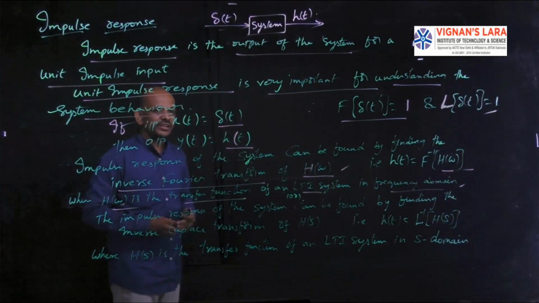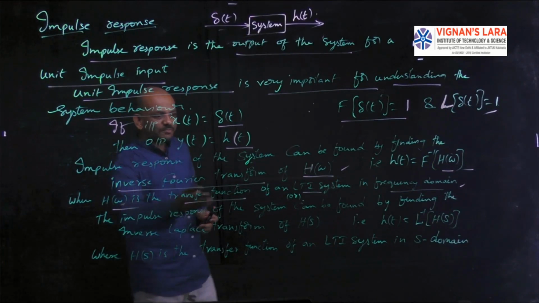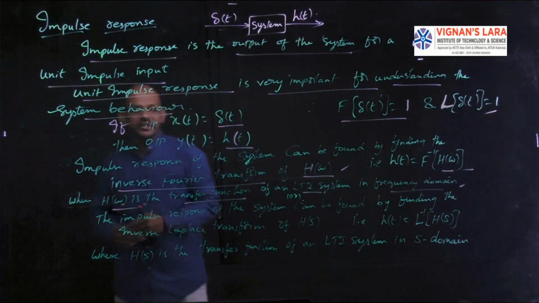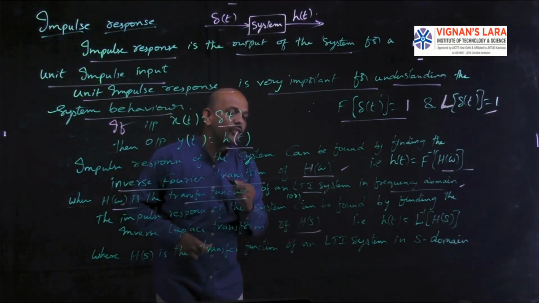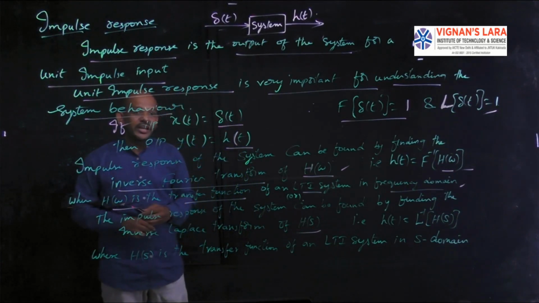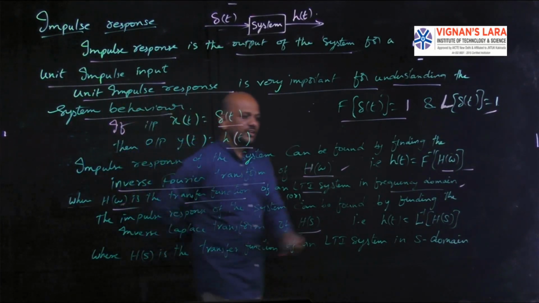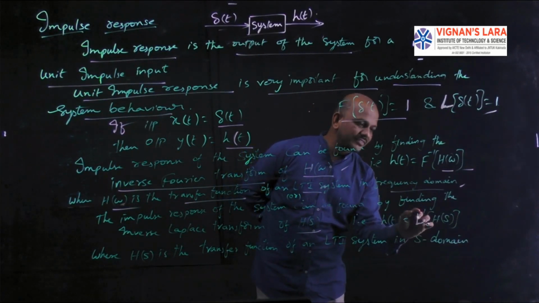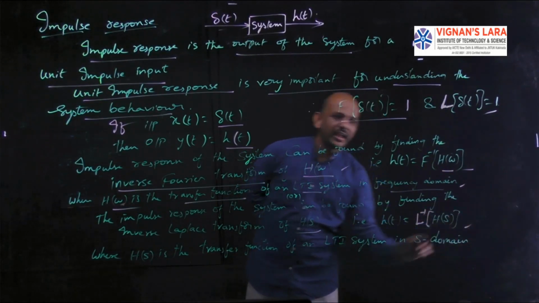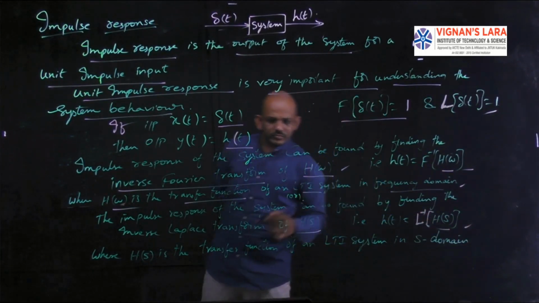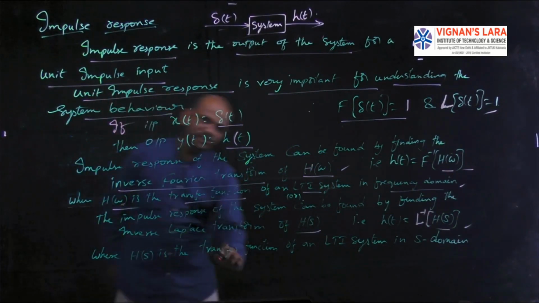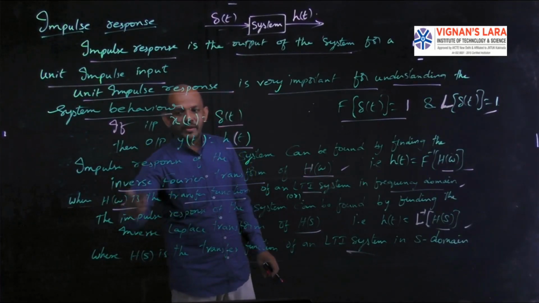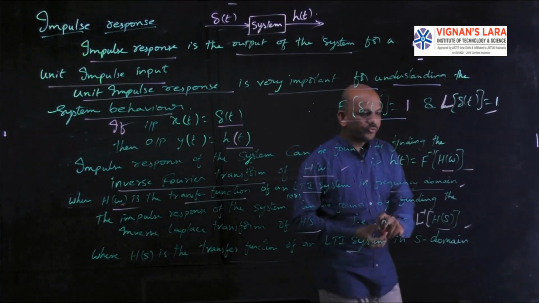In the same way, I can find the impulse response of the system by finding the inverse Laplace transform of H of s. That is simply the impulse response, h of t equal to L inverse of H of s. Here H of s is the transfer function of an LTI system in S domain, whereas H of omega is the transfer function of an LTI system in frequency domain.